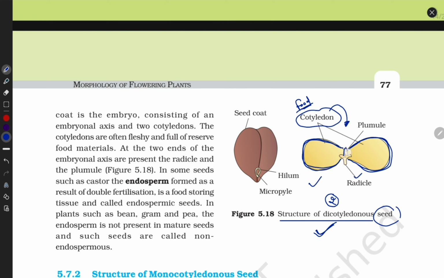This part in future moves upward and they form what? Shoot system. What do we say this part? Plumule. And this part in future goes towards gravity and what do they form? Root system. The name is radicle. R means radicle, R means root. Okay, remember this thing. Now is this clear or not? These cotyledons are rich in what? Food material. So you can easily identify dicot seed.